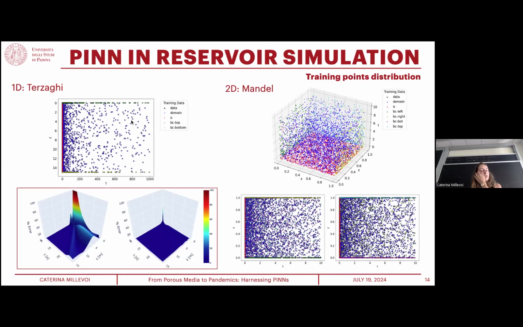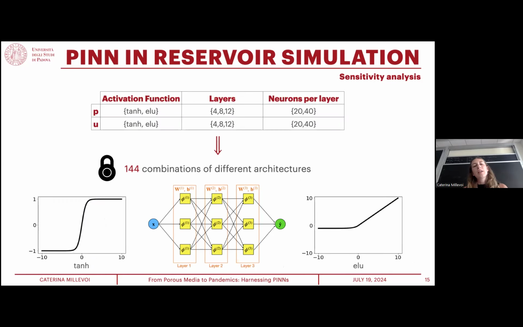So as you can see from this plot here, this is the distribution of the training points all over the domain. We have on the y-axis z, which is the height of the column, and on the x-axis t, which is the time of our simulation. And as you can see, we have a logarithmic time distribution of the data points among the domain. The same applies for the two-dimensional case. This was the first thing that we noticed when we started to apply PINNs to poromechanics.